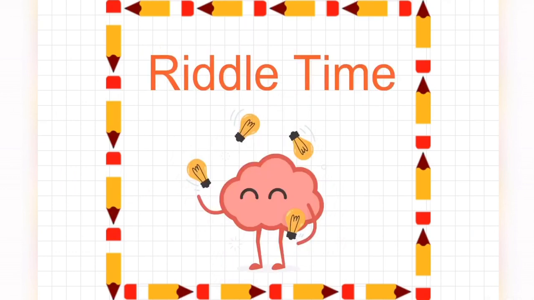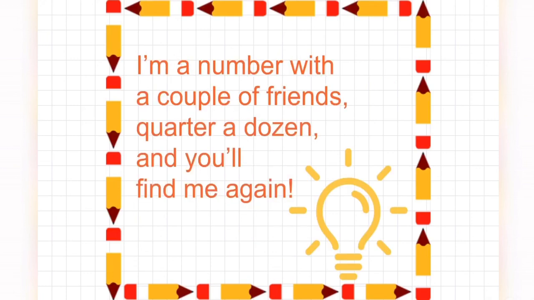But first, let's start with a riddle. I am a number with a couple of friends. Quarter a dozen and you will find me again. Keep this riddle in your mind because at the end of the lesson, we will reveal the correct answer.